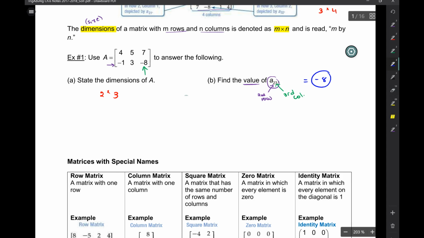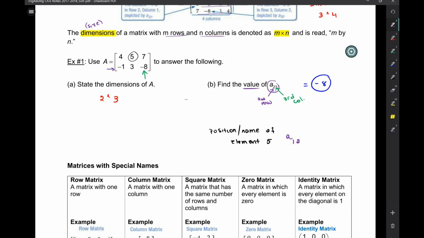So then let's add another question here. What is the position or the name of element 5? So the 5 here, how would I refer to 5? It's A subscript what? 1, 2. Row 1, column 2. Now, why is it little a? Well, if the name of the matrix is capital A, then each of the entries inside is little a. So little a 1,1, little a 1,2, little a 1,3, little a 2,1, 2,2, 2,3. Okay? That's how we name them.